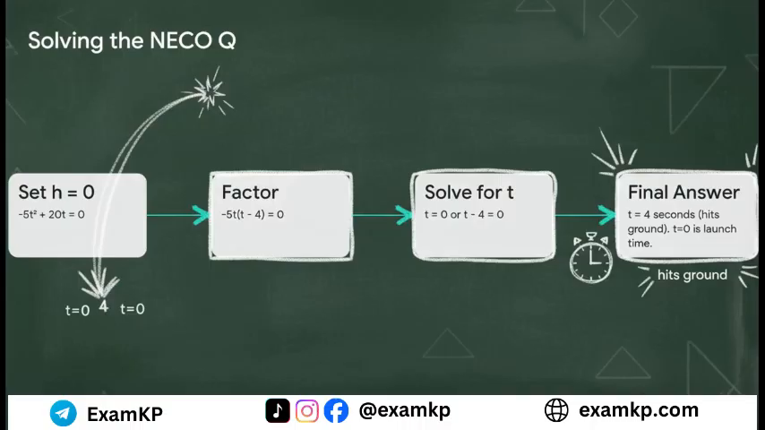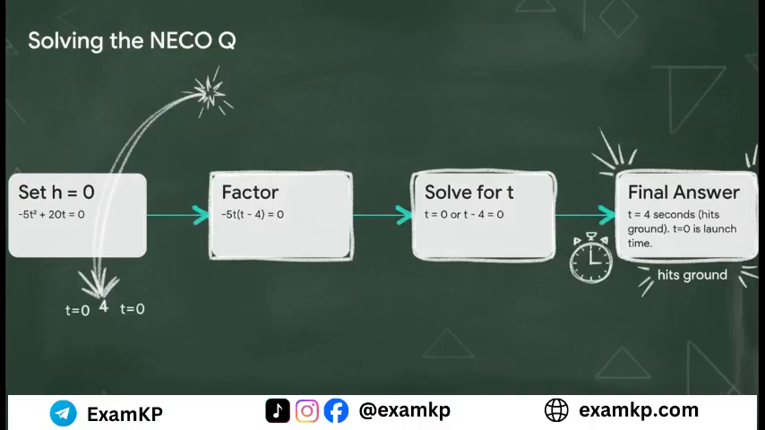So this gives us two possible answers. Either -5t equals 0, which means t is 0, or t minus 4 equals 0, which means t is 4. Now, what do these two answers mean in the real world? Well, t equals 0 is the start time, when the projectile is launched from the ground, and t equals 4 is when it lands back on the ground. The question asks when it hits the ground, so our answer has to be 4 seconds.